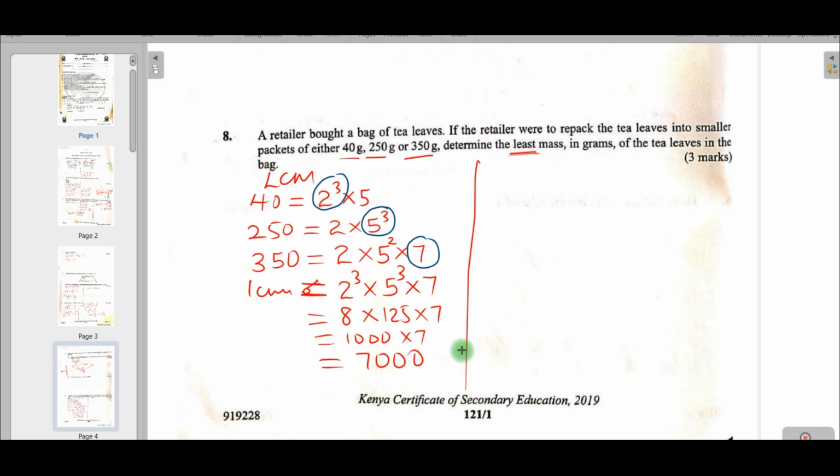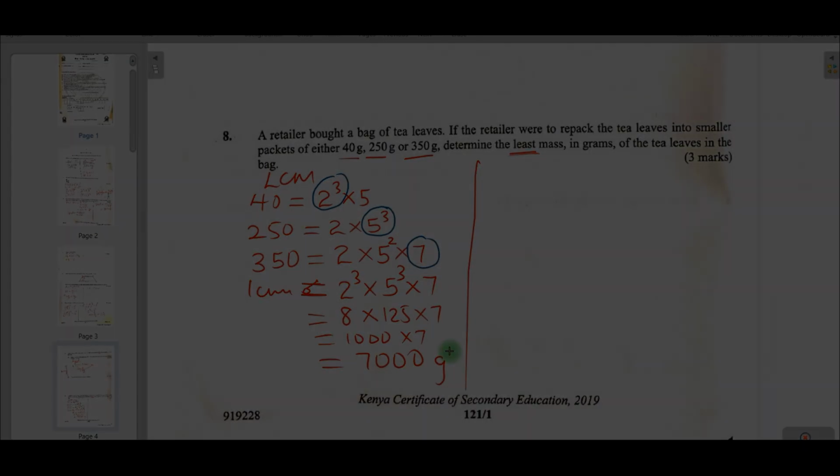Now, the question is determine the least mass in grams of the tea leaves in the bag. So that will be the least grams that will be required.